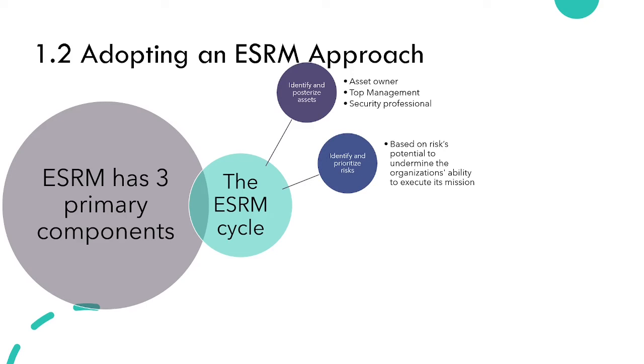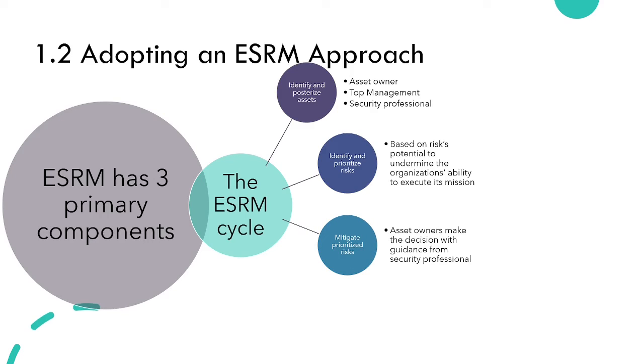And then once we identify the assets, we need to identify and prioritize risks. And this prioritization is based on the risk's potential to undermine the organization's ability to execute its mission, or it's prioritized based on an event or something that could threaten the name of the company or the brand that we are trying to protect. So all these are taken into consideration when looking at prioritizing risk.